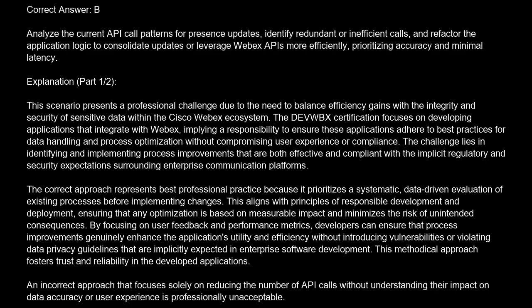The correct answer is B. Analyze the current API call patterns for presence updates, identify redundant or inefficient calls, and refactor the application logic to consolidate updates or leverage Webex APIs more efficiently, prioritizing accuracy and minimal latency.